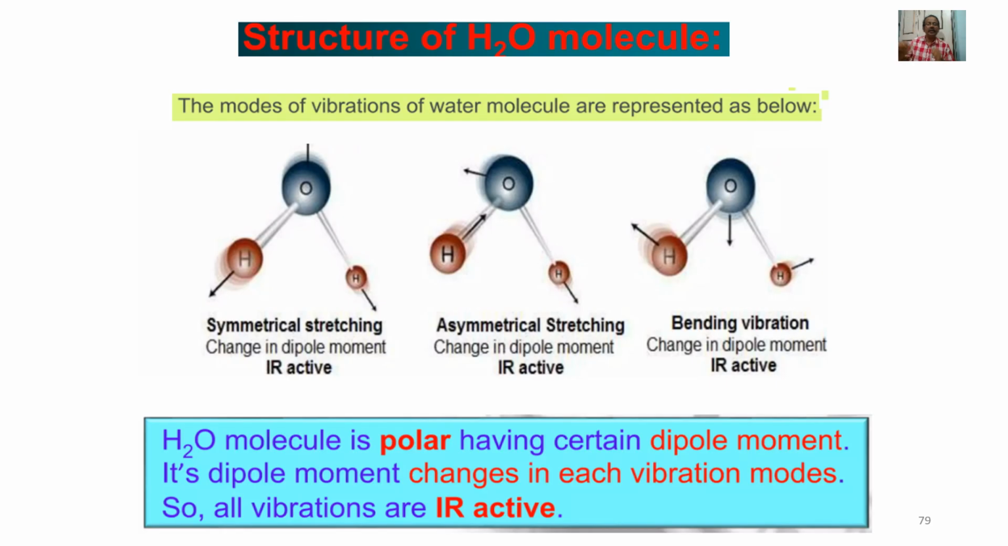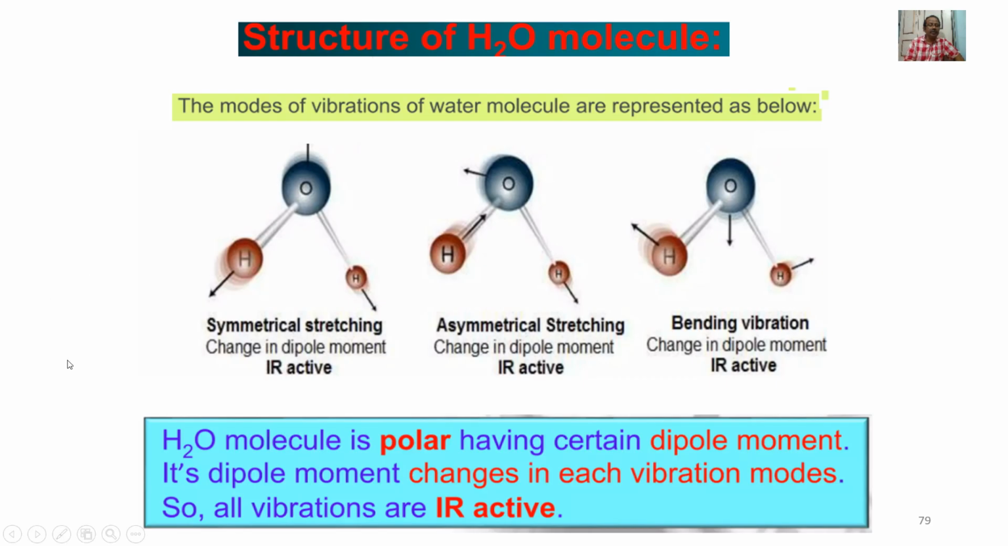And for the asymmetrical stretching, one hydrogen atom will go inside, and the other will come out like this. See, like this. So this is called asymmetrical stretching. Again, there is a change in dipole moment because there is a change in bond length. So surely there will be a change in dipole moment. So this is also IR active. And another one is the bending vibration. Surely there will be a change in dipole moment. So this is also IR active.